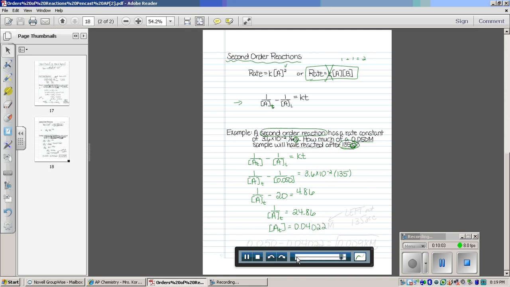0.04022 molar. But again, this is what is left at 135 seconds. The problem didn't ask me that. It said how much will have reacted. So I need to take the initial concentration, which was 0.050, and I need to subtract what was left to find out that this is how much was actually reacted.